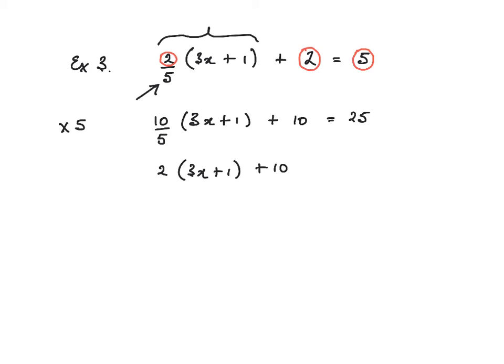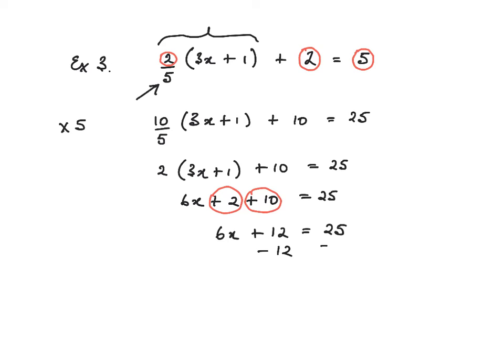So far, so good. 2 times, multiplying out the bracket, 2 times 3x is 6x, 2 times 1 is 2. I've got two like terms here, I've got a plus 2 and a plus 10. 2 and 10 gives me 12. Subtract 12, 6x equals 13. Now I'm going to divide by 6. Remember the 6 will appear on the bottom line on the other side. So there you have it.